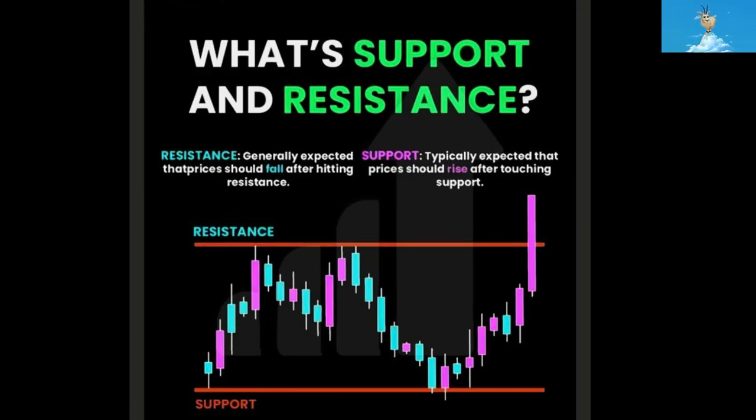It's not magic. This is not astrology. This is literally human emotions, fear and greed. That's all you're dealing with when you're looking at candlesticks on the chart. Once you start to see it this way, you can't unsee it.